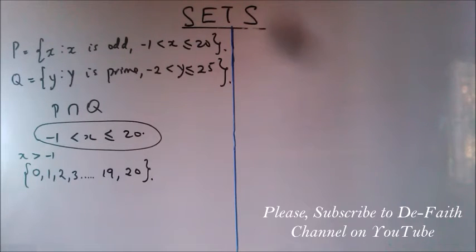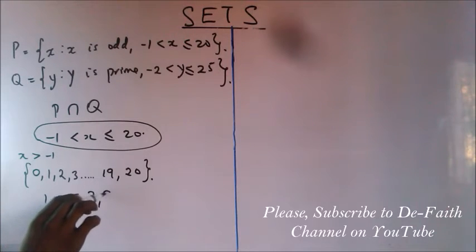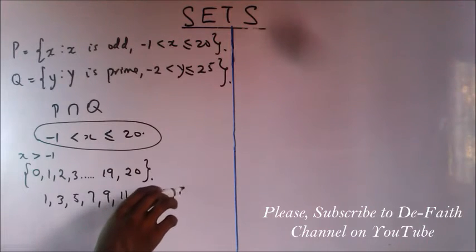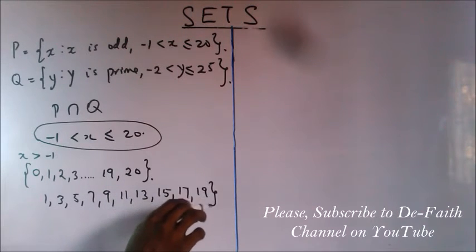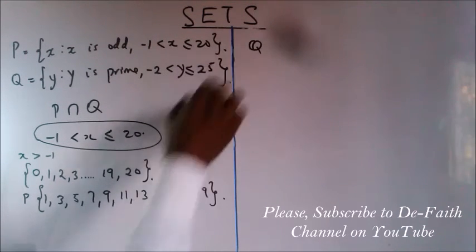We are told that elements of X are odd numbers. And what are the odd numbers here? We have 1, 3, 5, 7, 9, 11, 13, 15, 17, and 19. So all these are the elements of P. Next, we move on to Q.